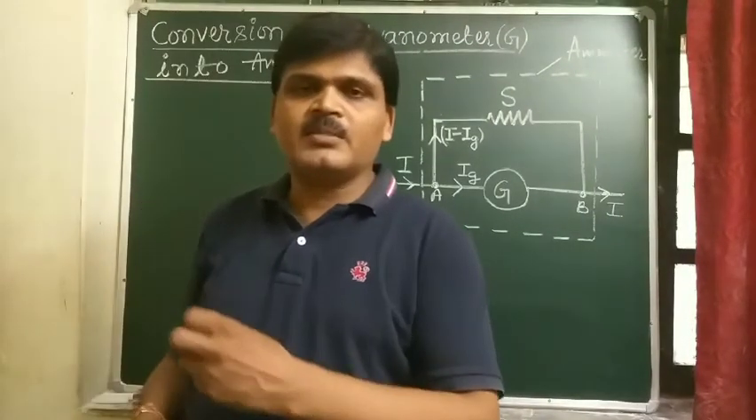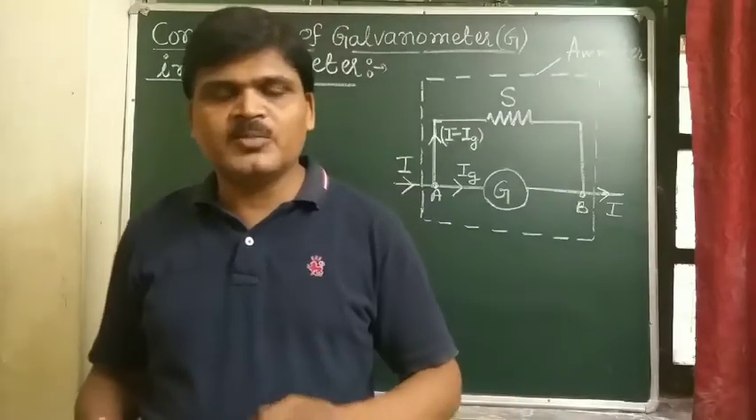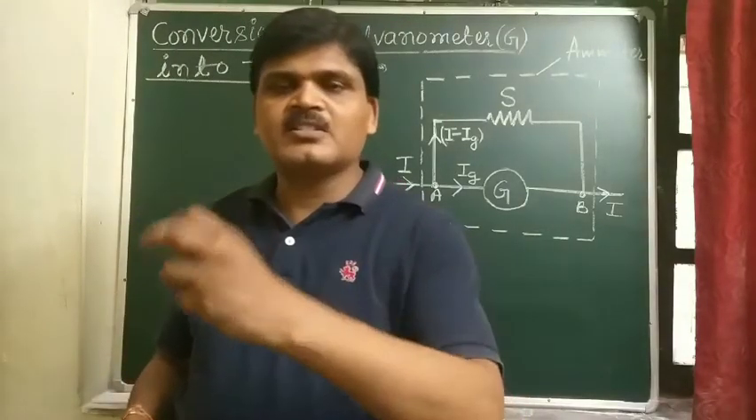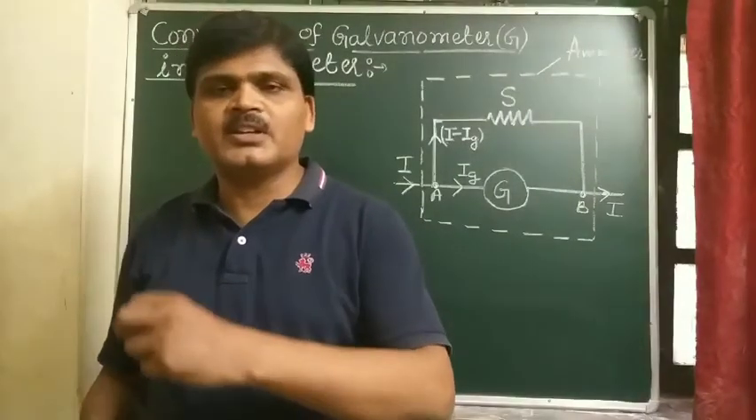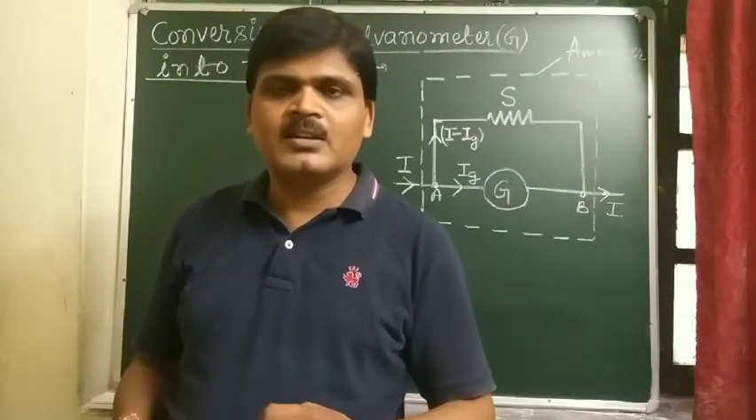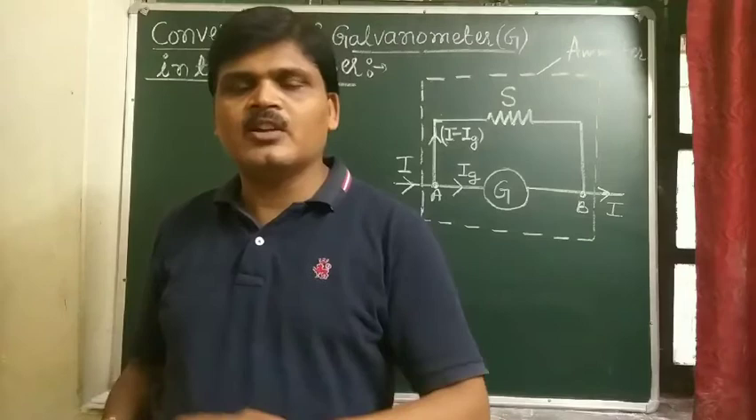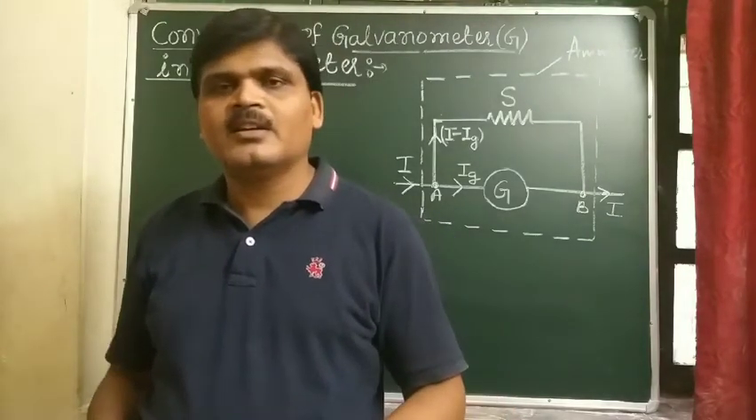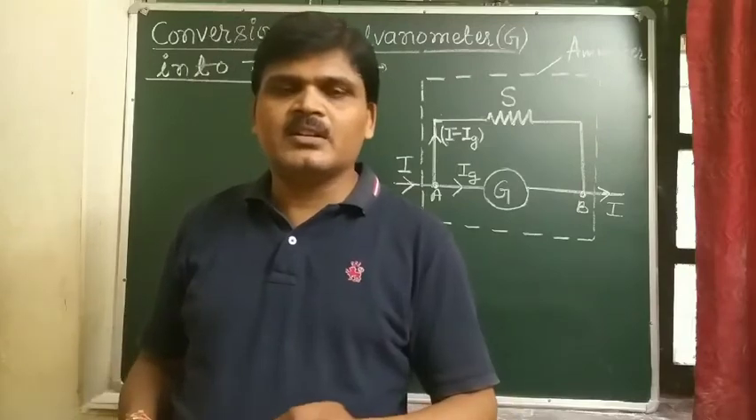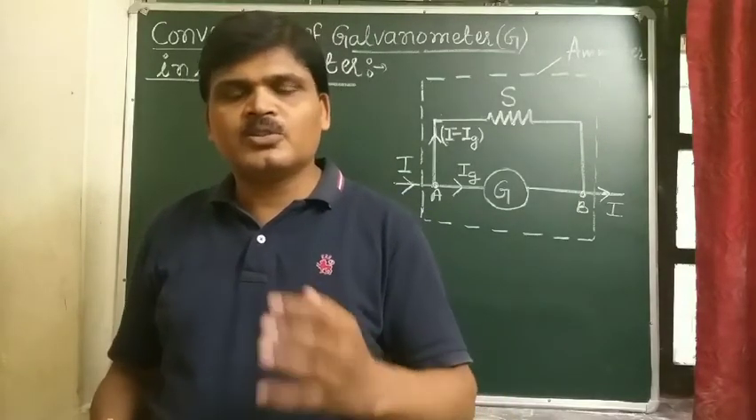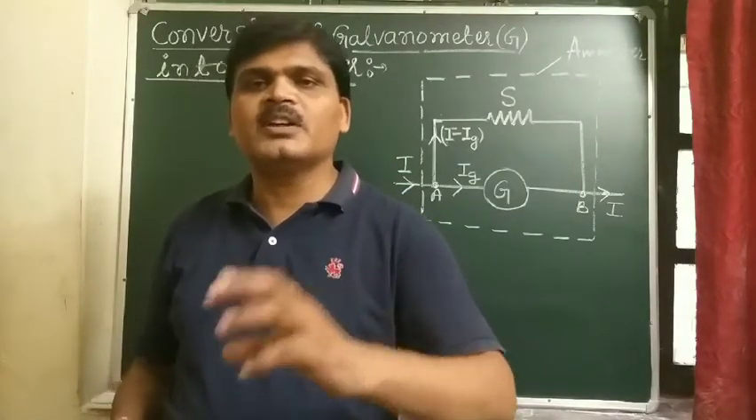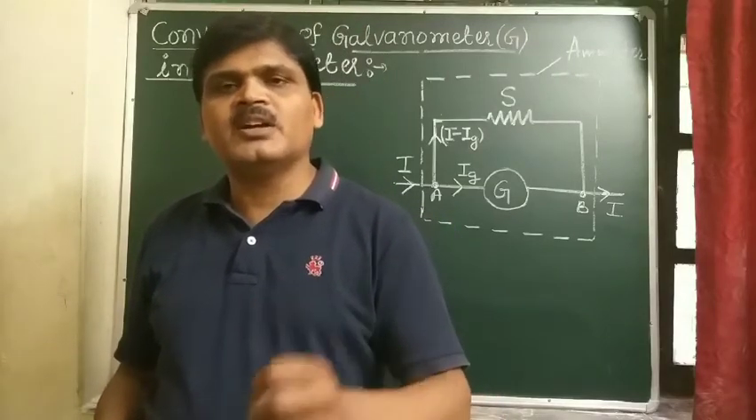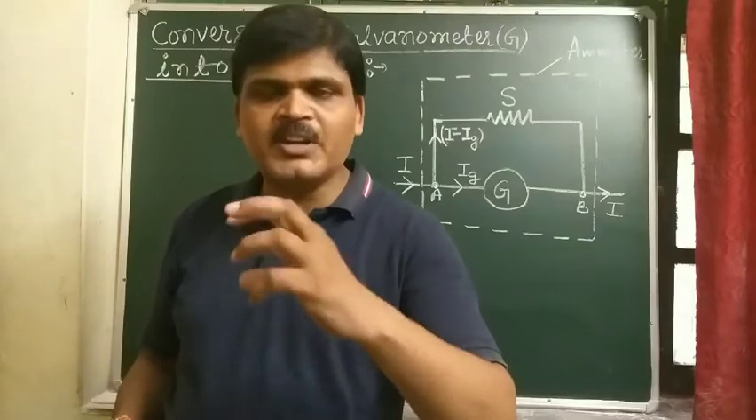So, to measure a large current with a galvanometer, a small resistance is connected in parallel with the galvanometer coil. Then the galvanometer can be converted into an ammeter and it can measure the large current. So how is the galvanometer converted into an ammeter?